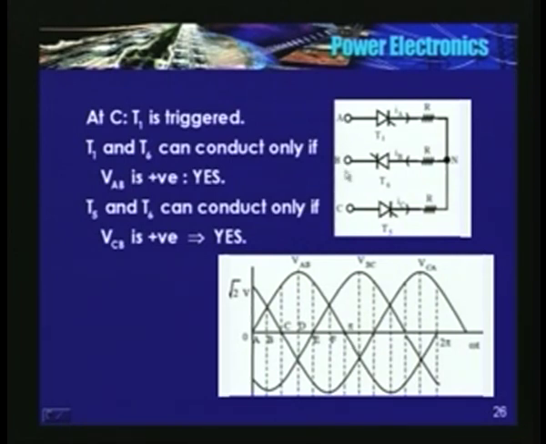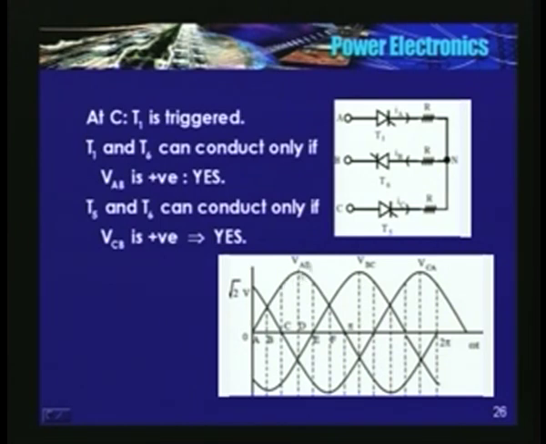if VAB is positive. Yes, it is. VAB is positive. See, this is a line to line voltage. Reference point is alpha is equal to 0. Is this the point? Alpha is 30 is this. So beyond this VAB is positive.